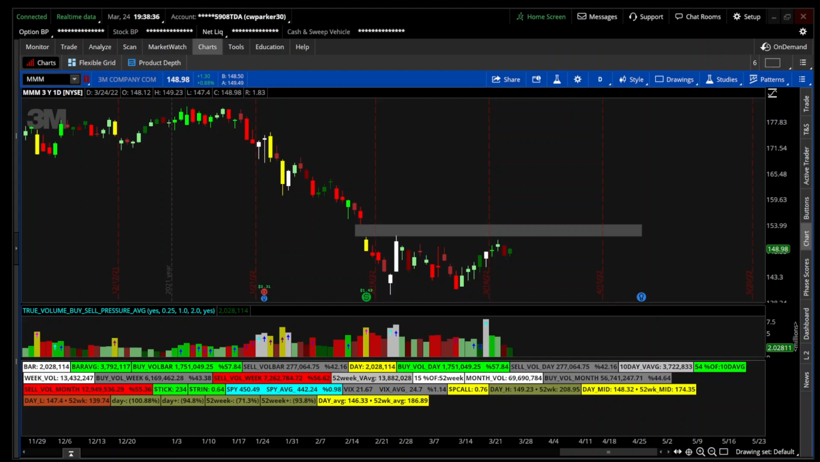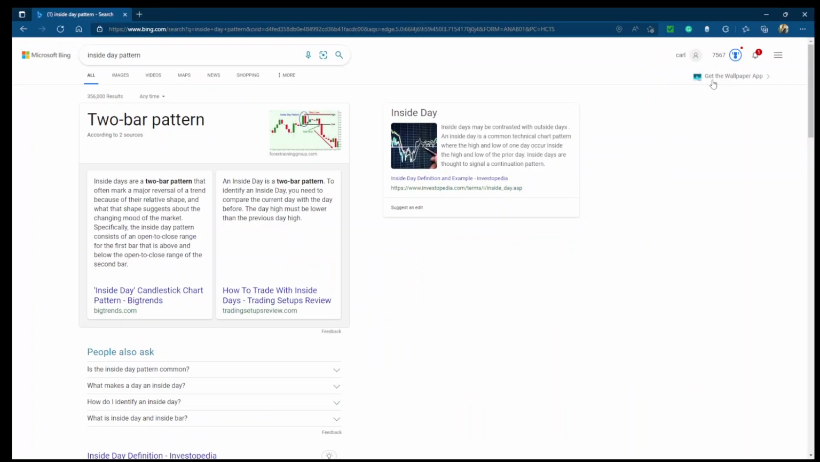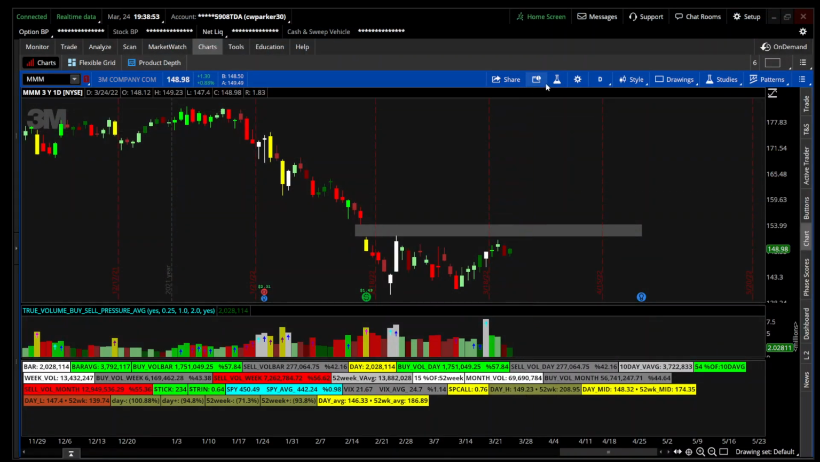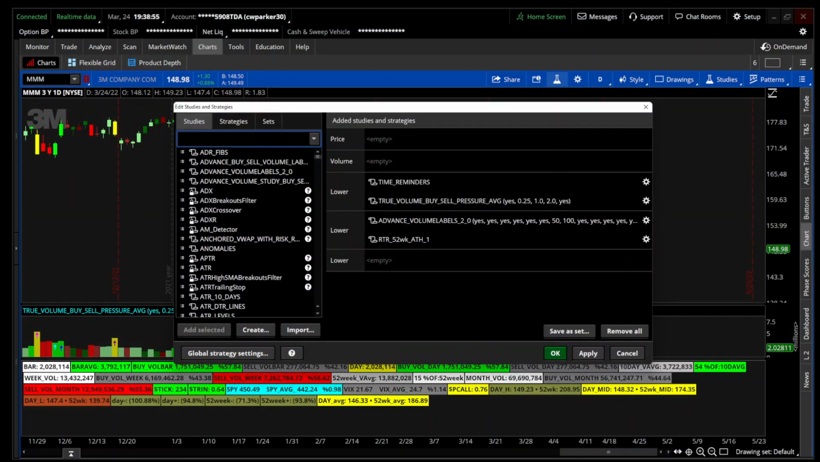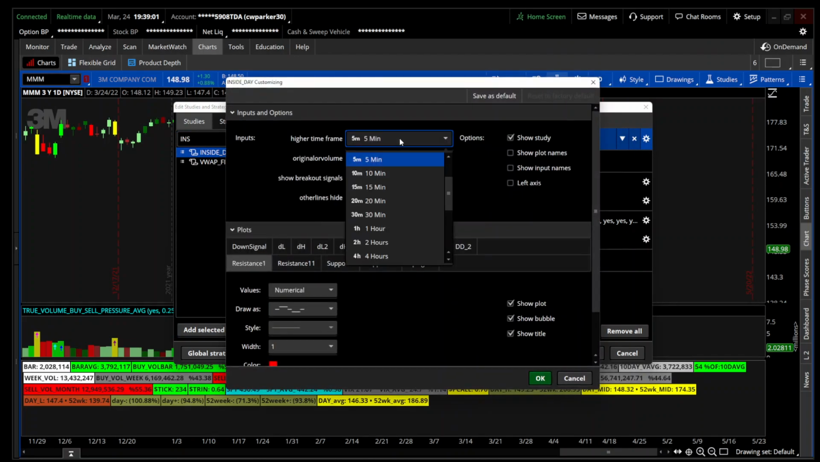Today I'll be introducing you to the inside day indicator. And this is the definition of what an inside day is: a pattern where the preceding candles are inside the high and low of the previous candle. And I'll put the indicator on. Right now it comes defaulted as the 5 minute, but we're going to push it up to the day.